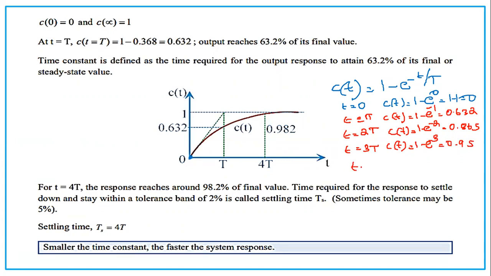So t equal to infinity ആണെങ്കിലോ e raised to minus infinity. So 1 by e raised to infinity is 0. So c of t is equal to 1. So that's why finally we get 1. t equal to 4t ആണെങ്കിൽ c of t is equal to 1 minus e raised to minus 4, that is 0.98. That is the response reaches around 98.2% of the final value.